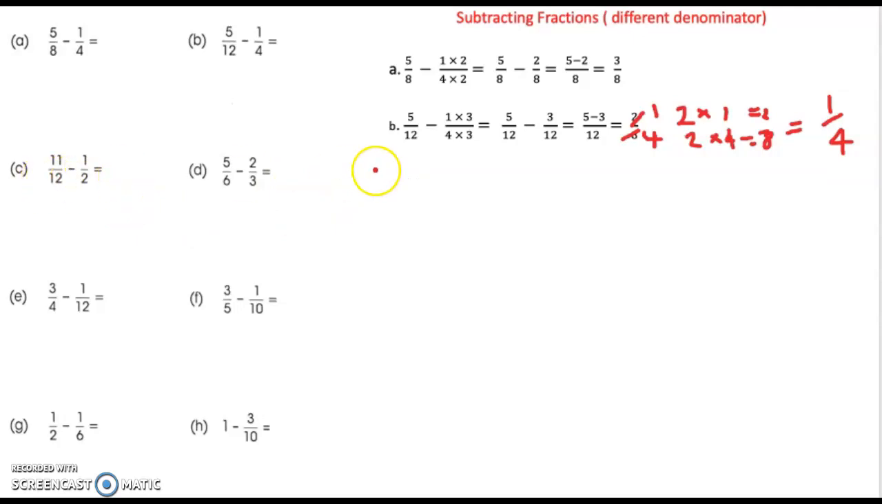Okay, let me do C now together. Now this one, I have 2 and 12. I have to make the denominator the same. So I have to multiply this by 6 to make the denominator 12, right? If I multiply the denominator by 6, I must multiply the numerator by 6 too. Now I have 11 over 12 minus 6 over 12.